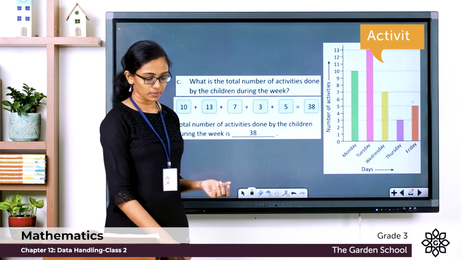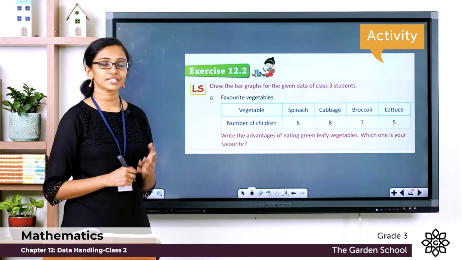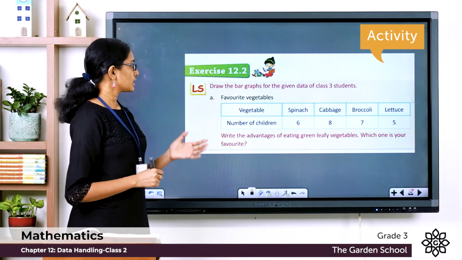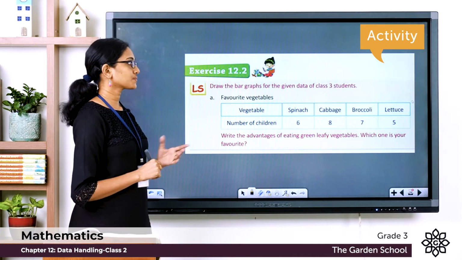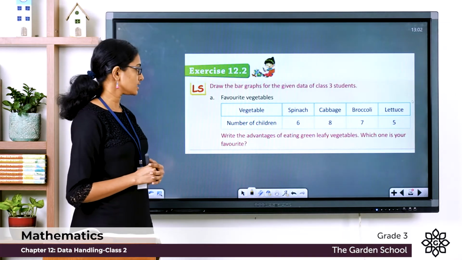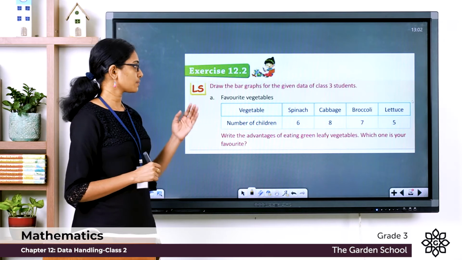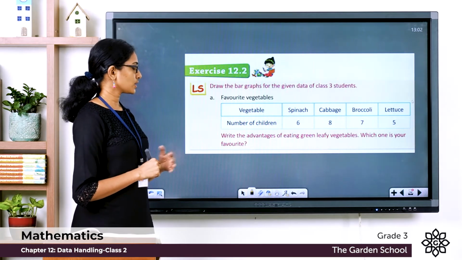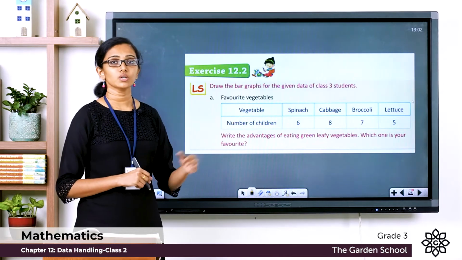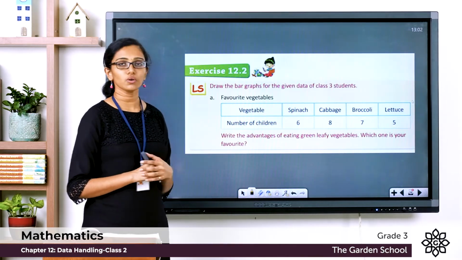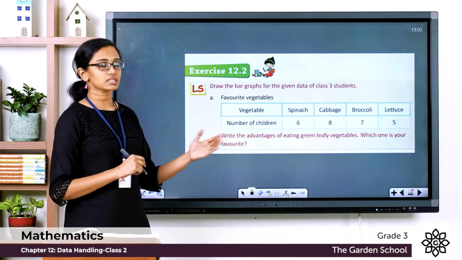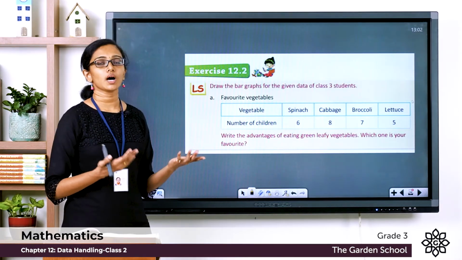Now children will do one activity. This is from exercise 12.2 on page number 169 of your textbook. There is a question: draw the bar graphs for the given data of class 3 students. We will do the first question in class. The data given here is about the favorite vegetables of students. The names of the vegetables are given here and the number of children who like each vegetable is also given here. So based on this table, based on this data, we need to draw a bar graph.